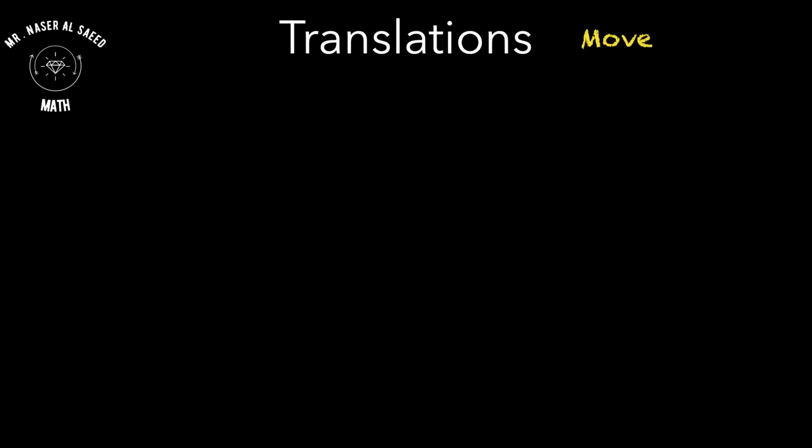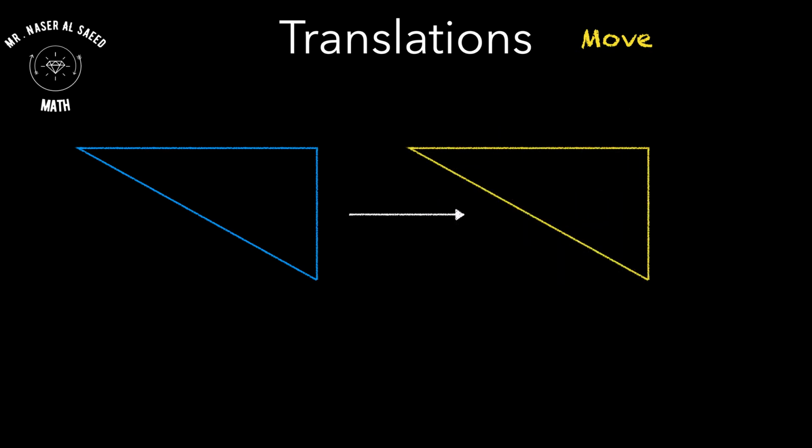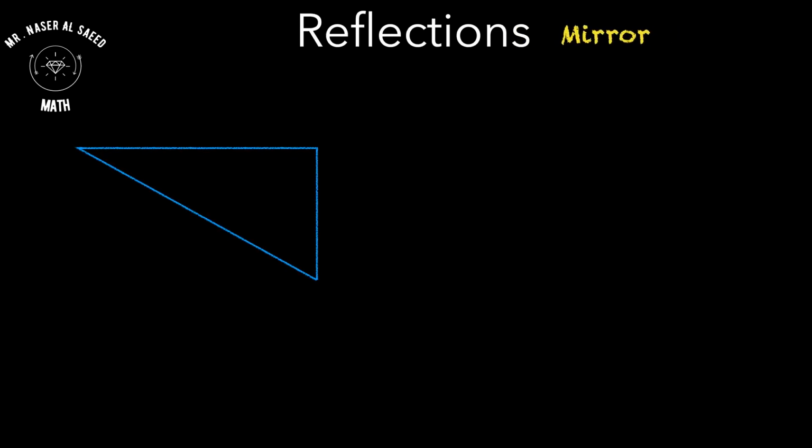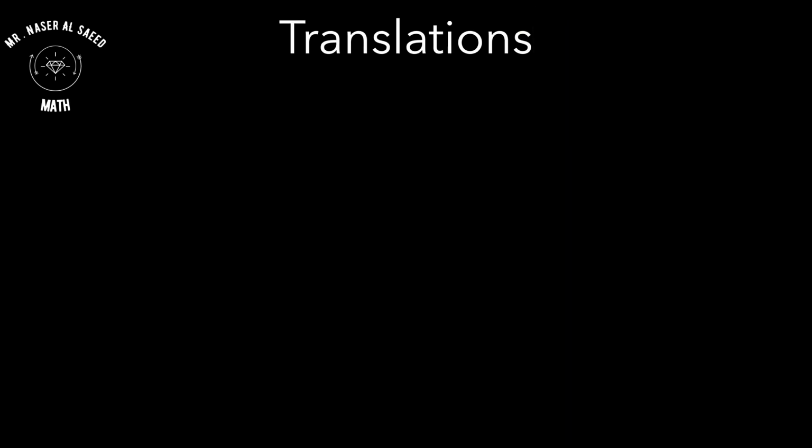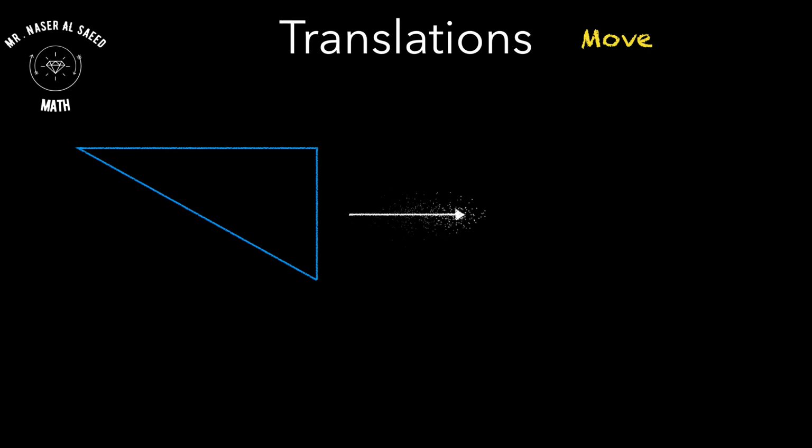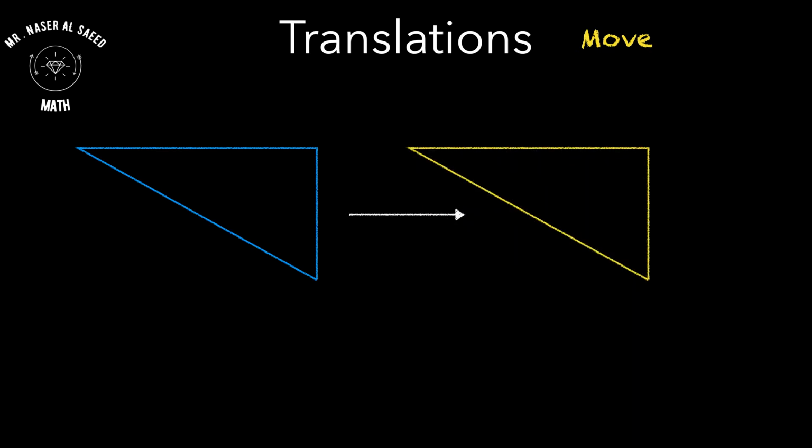First, we will go over a translation. In a translation, the shape moves. So if we start with the shape and it translates, that just means it's going to move to a new place on a grid. It stays the exact same size. The angles are exactly the same as it just moves.